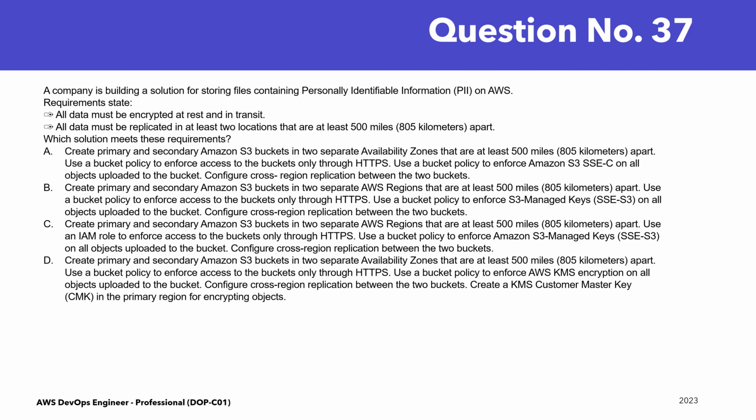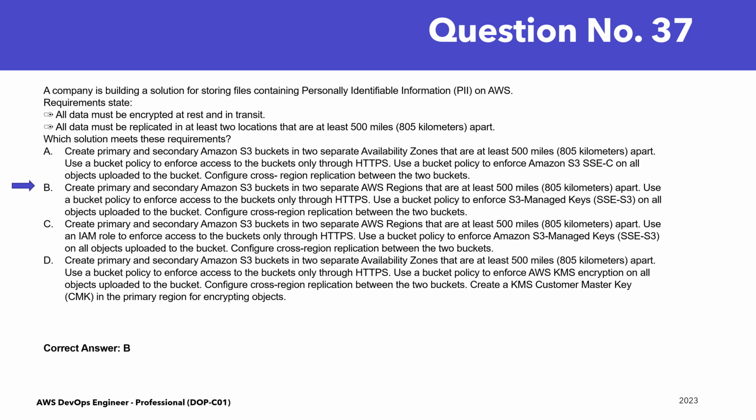D. Create primary and secondary Amazon S3 buckets in two separate availability zones that are at least 500 miles, 805 kilometers, apart. Use a bucket policy to enforce access to the buckets only through HTTPS. Use a bucket policy to enforce AWS KMS encryption on all objects uploaded to the bucket. Configure cross-region replication between the two buckets. Create a KMS customer master key, CMK, in the primary region for encrypting objects.